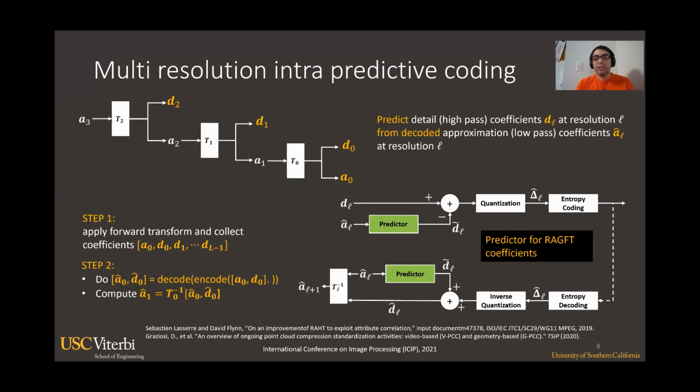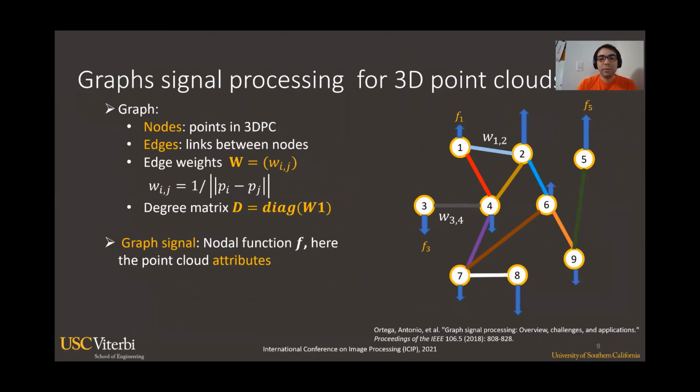The goal of this work is to introduce a prediction method when the transform is the RAGFT. To do this, we need to introduce some concepts about graph signal processing for 3D point clouds. A graph is a set of nodes. In this case, nodes represent points in a 3D point cloud. Edges are connections between these nodes, and we consider weights that are inversely proportional to the distance between the points. A graph signal is a function of the nodes of the graph. In this case, we consider the point cloud attribute as the graph signal.